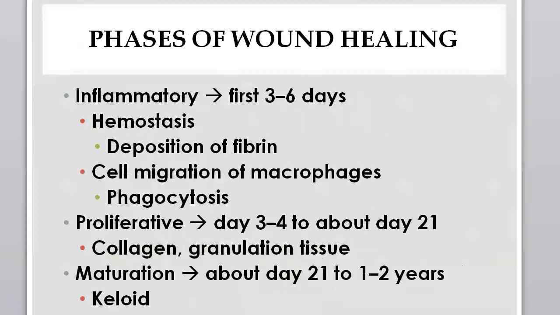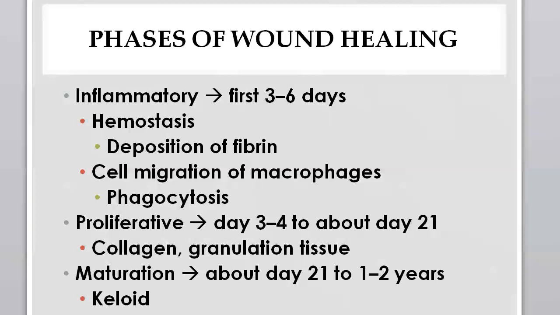There are also phases to wound healing as well. And of course, once an injury happens, this is what exactly happens during that whole process of trying to heal. First, there's inflammation, or the inflammatory phase, which happens in approximately the first 3 to 6 days. This is where hemostasis, phagocytosis occurs, deposition of fibrin, cell migration of the macrophages.